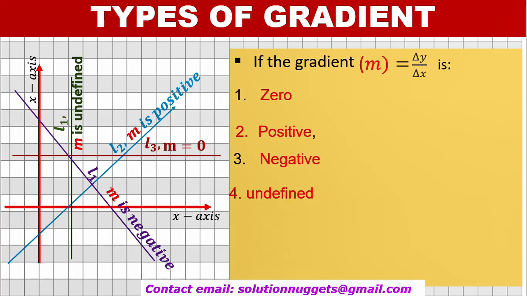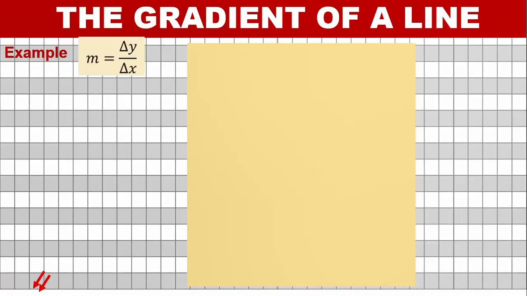Division of a number by zero gives infinite results. The gradient of a line. To calculate the gradient between 2 points, we use the formula above.